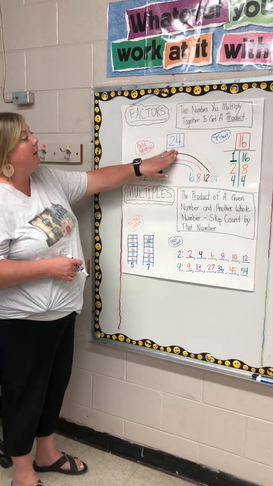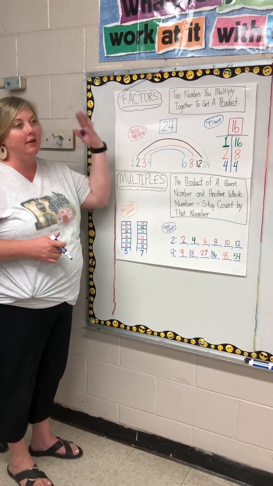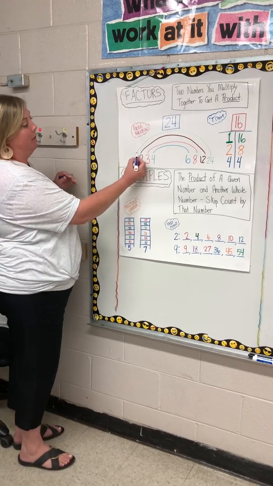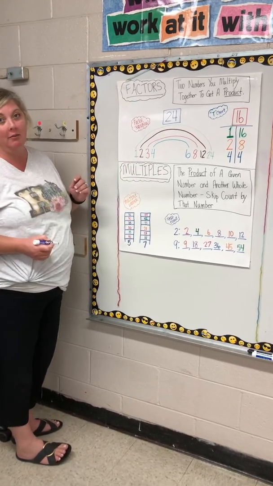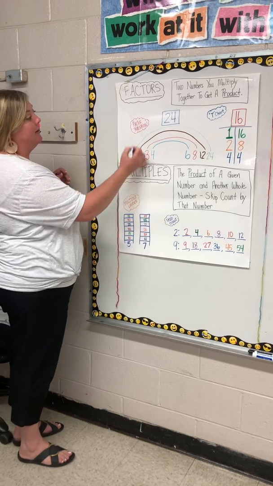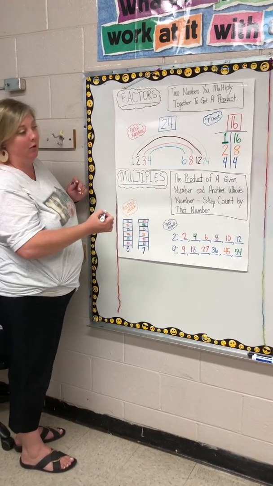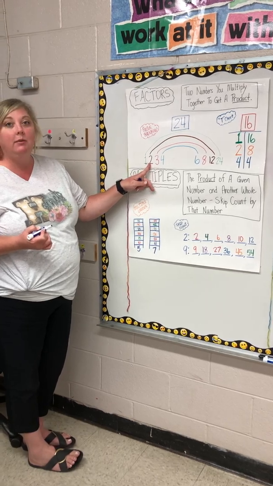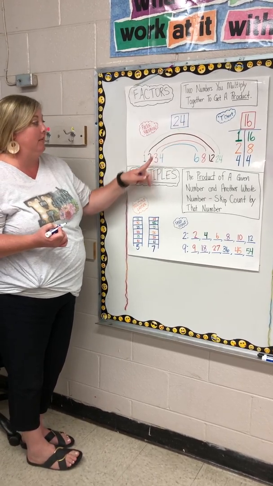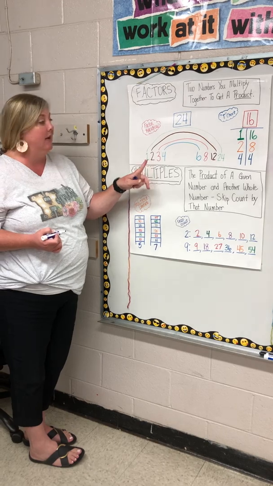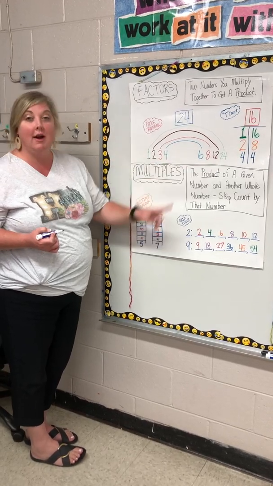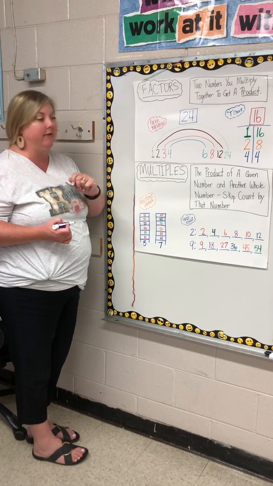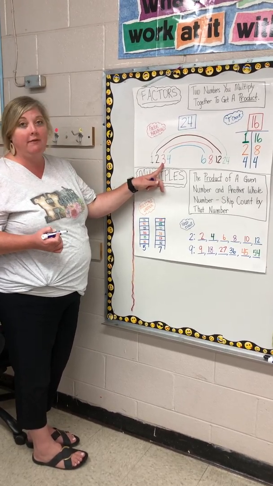So for example, here for the number 24, I'm trying to think of all the facts that can give me 24. And I always start my rainbow off with 1 because every number has a 1 fact. 1 times itself, 24. Next, I ask myself, does it have a 2 fact? Well, yes, it does because it's an even number, so I know it will have a 2 fact. 2 times 12 equals 24. And then I say, well, does it have a 3 fact? Yes, it has a 3 fact.